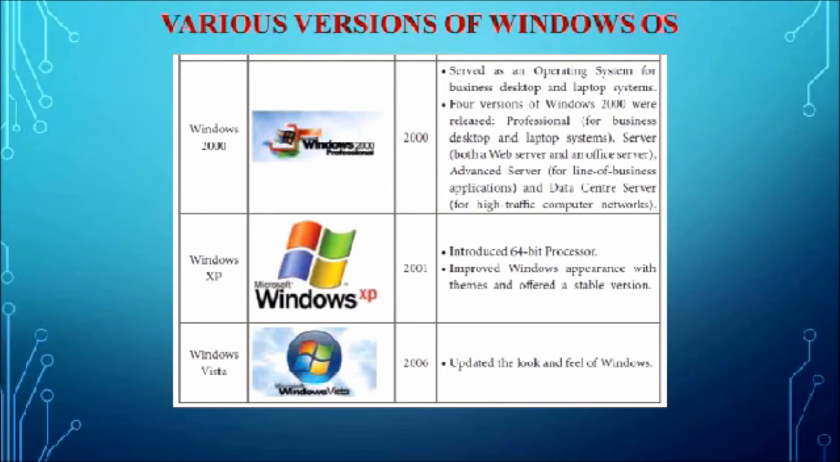The next version of Windows is Windows Vista. It was developed in the year 2006. The specific feature of Windows Vista is that they upgraded the look and feel and the good experience of the Windows operating system. Because of this version, users were very much attracted to Windows Vista.